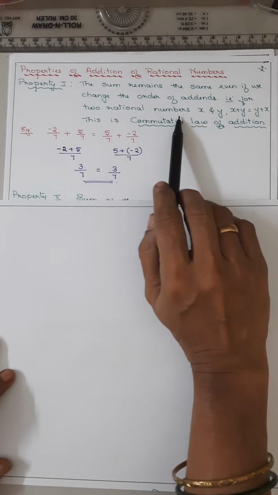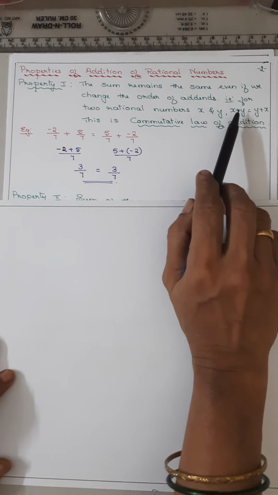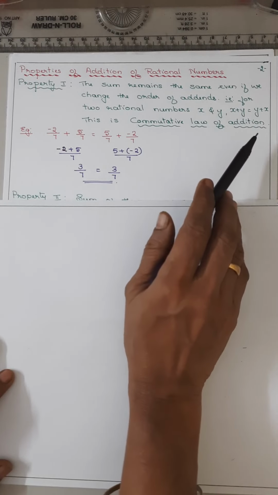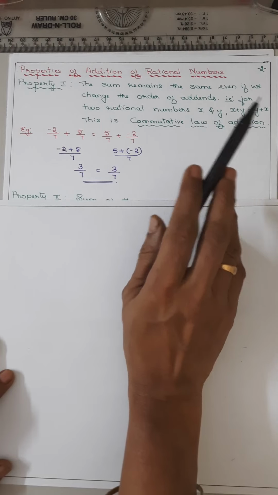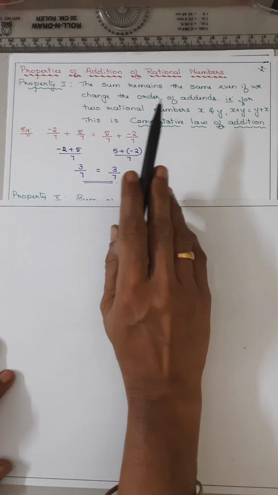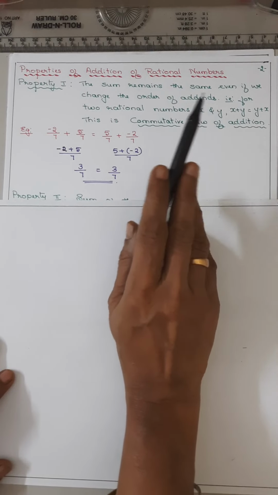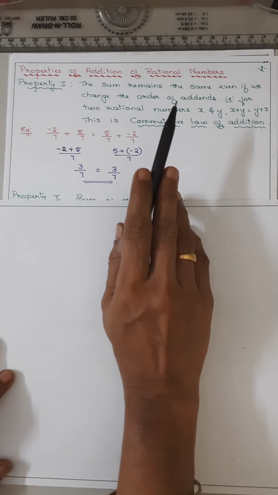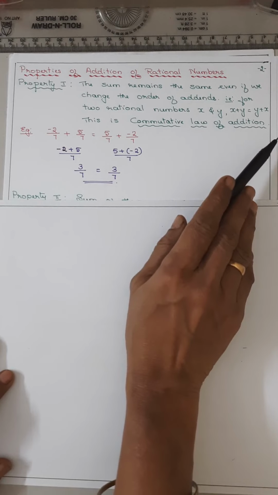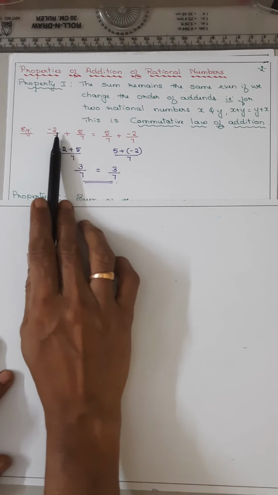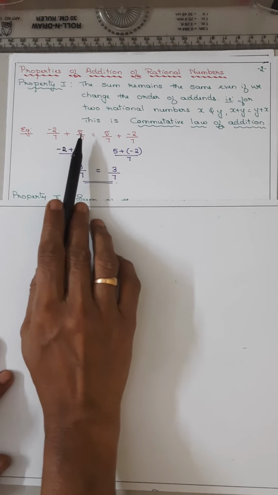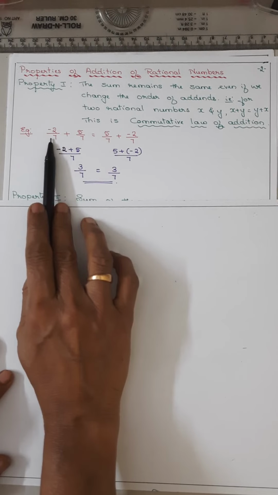That is, for two rational numbers x and y, x plus y is equal to y plus x, and this is called the commutative law of addition. So remember, two rational numbers are added in two different ways, interchanged, and then added, and the answer remains the same. If you take the example, minus 2 by 7 plus 5 by 7 should be equal to 5 by 7 plus minus 2 by 7.